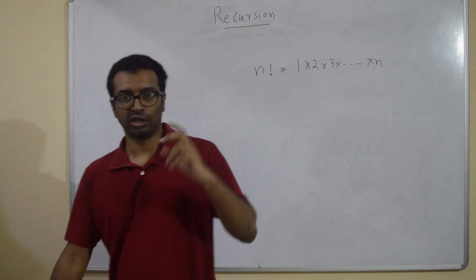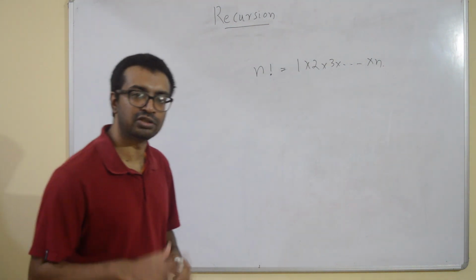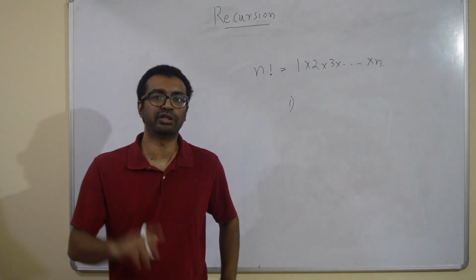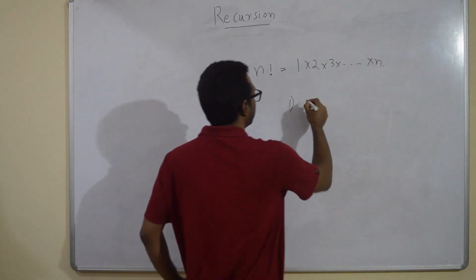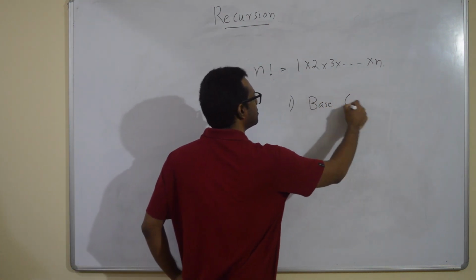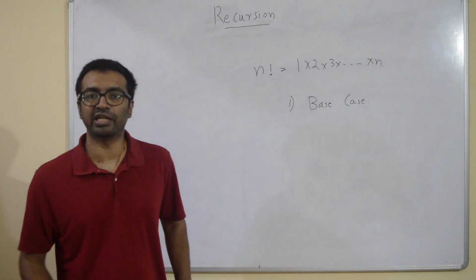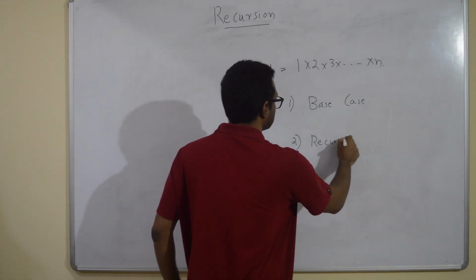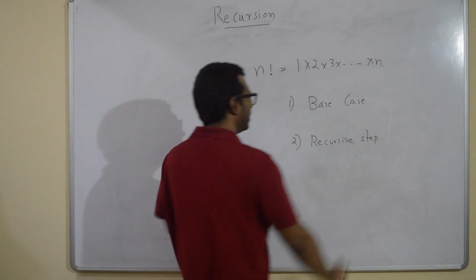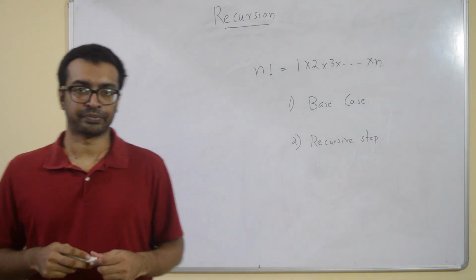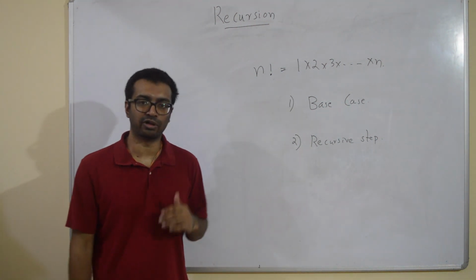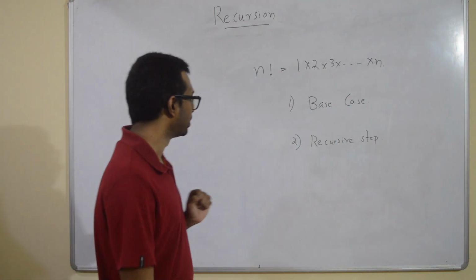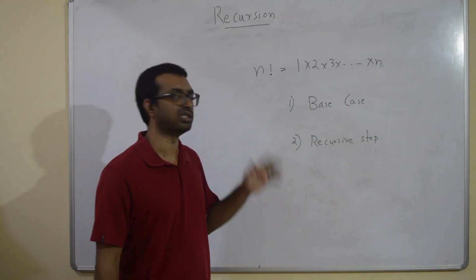A recursive function consists of two parts. Whenever you write a recursive function, it should have two parts. The first part I would call the base case part, and the second part will be the recursive step. Every recursive function you write should have both these parts, and if either one of them is not present, you have not written a recursive function, or there's something wrong.